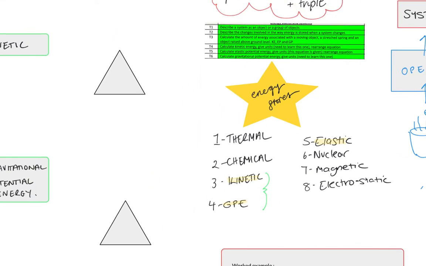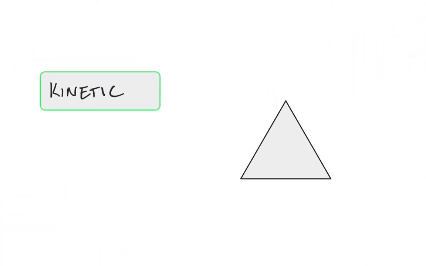So, let's talk firstly about kinetic energy. Now, yes, you are given the equation in the exam, but I think it's important that we do go over it just to make sure you're comfortable with it. So, kinetic energy is equal to a half multiplied by mass multiplied by velocity squared.